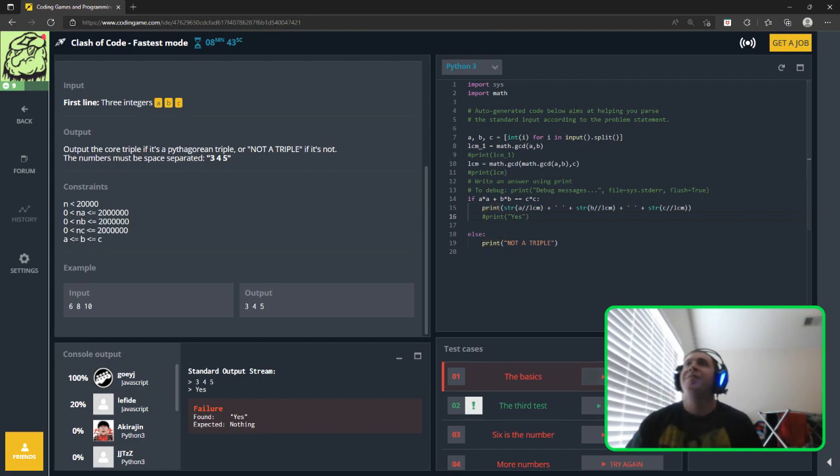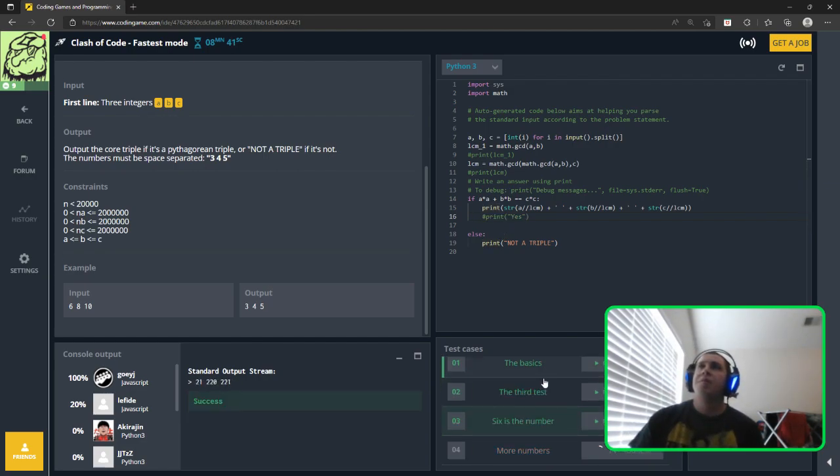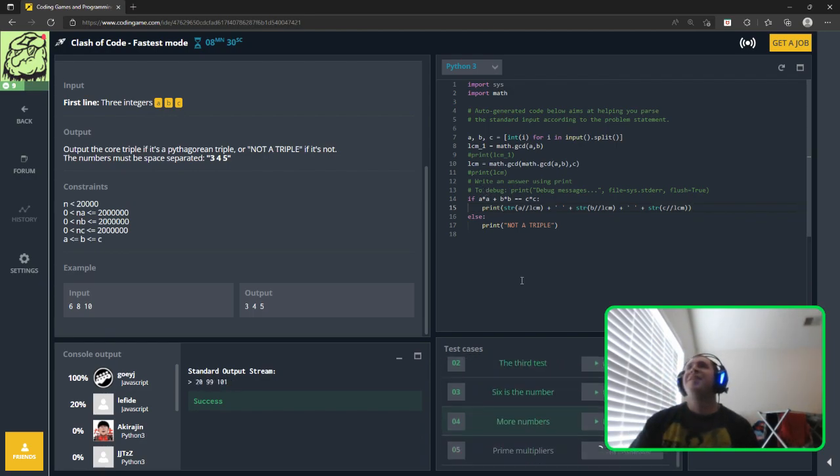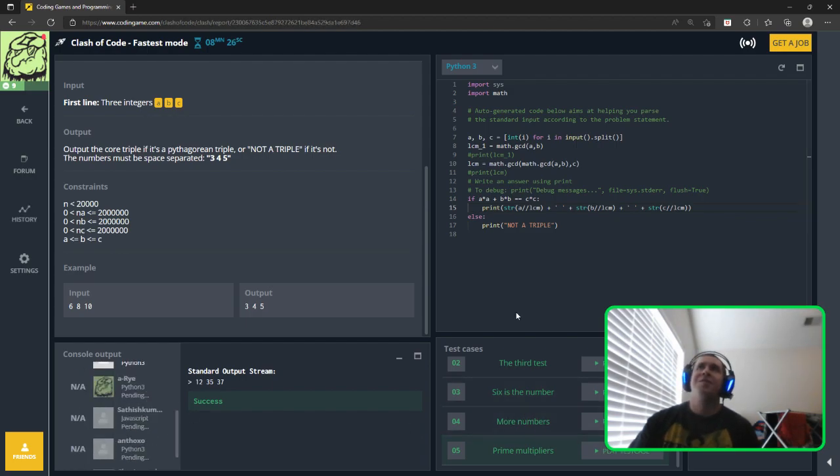All of that out. There we go. Nice. Thanks for the tip. That worked. Oh wait, this is fastest mode. Oh, we just gotta print it out like that. Let's see, is anyone else clashing? Nice.